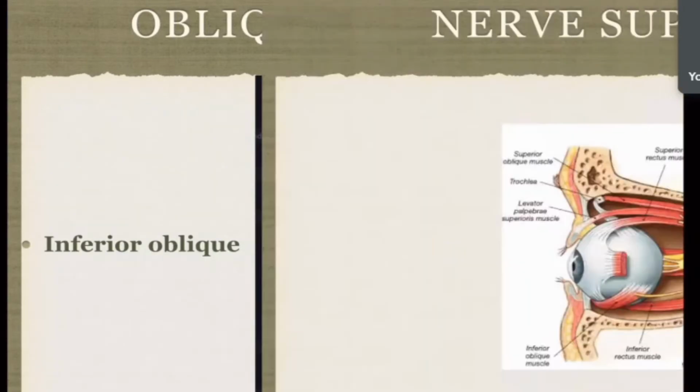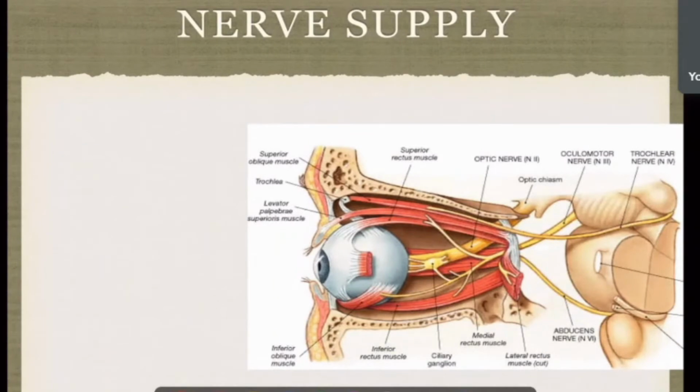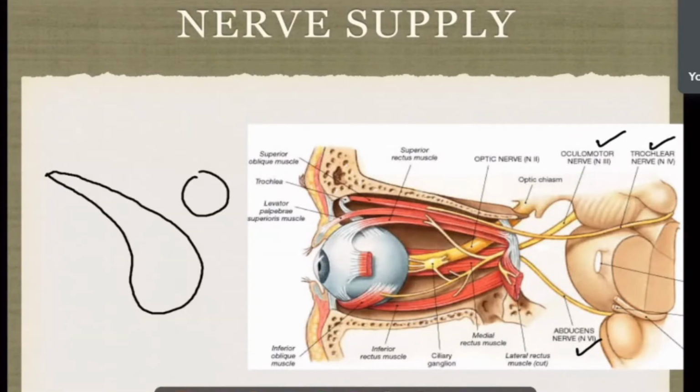Okay, now we look at the nerve supply. Which are the nerves that are supplying all these muscles? Oculomotor, trochlear, abducent. So these three nerves, 3, 4, and 6 are concerned with the supply of the extraocular muscles. How are these three nerves reaching the orbit? Through the superior orbital fissure.